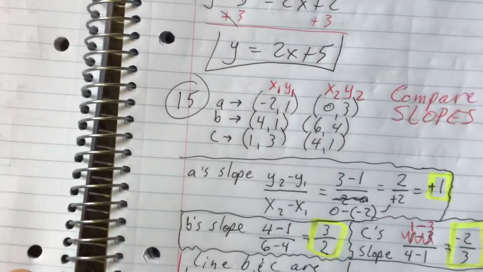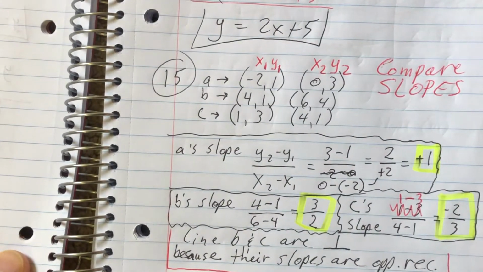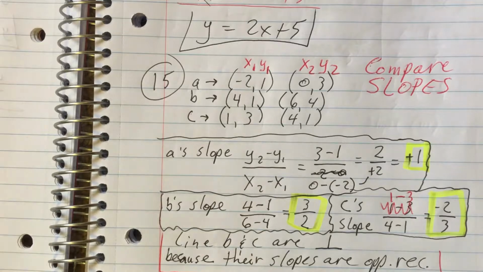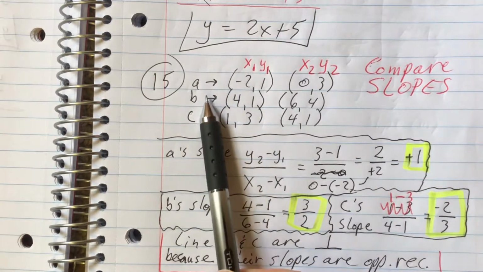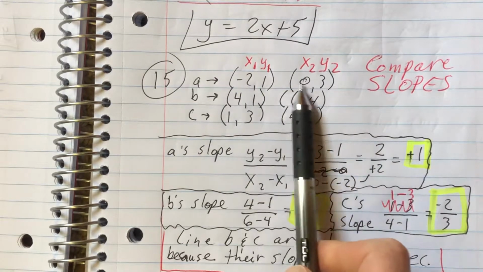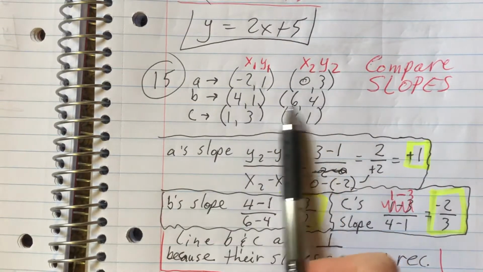Number 15. This is where I have to compare the slopes of lines represented by points that go through the lines. So line A goes through these 2 points, and line B goes through those 2 points, and so on.